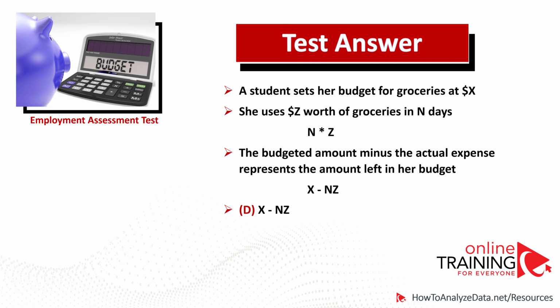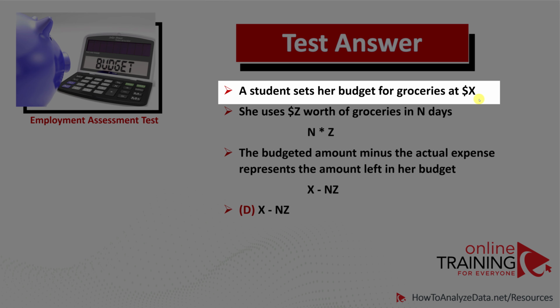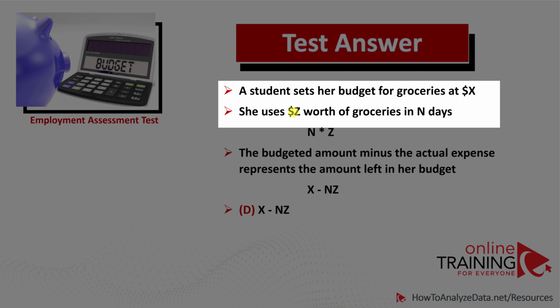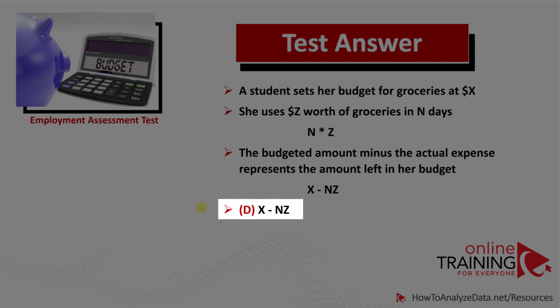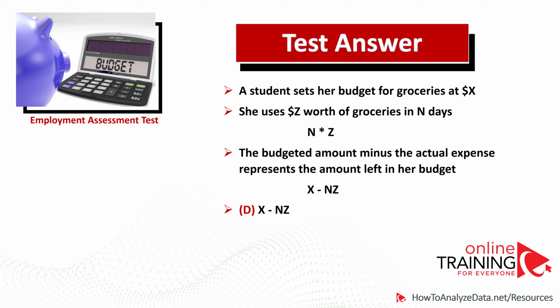To solve this challenge, let's interpret the original formula so we can put the correct values into the formula. If a student sets her budget for groceries as X and then uses Z worth of groceries in N days, the original budget value would be X, and she uses N multiplied by Z. So the budgeted amount minus the actual expense represents the amount left in her budget. So the final formula would be X minus NZ. So the correct choice here is choice D, X minus NZ. Hopefully you've nailed this question.